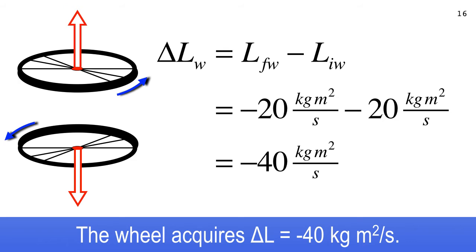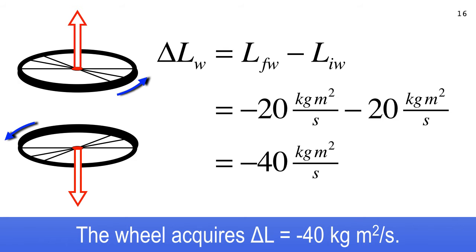So when Stefan muscles it and flips that thing over, the wheel acquires negative 40 kilogram meters squared per second. And therefore, he acquires positive 40. And that is why he began to spin in the direction that he did. Right? And when I publish this on YouTube, you'll be able to go back and look at that.